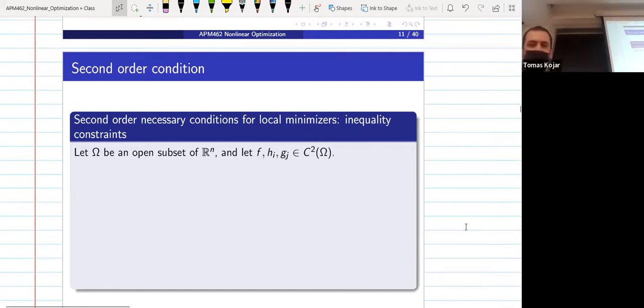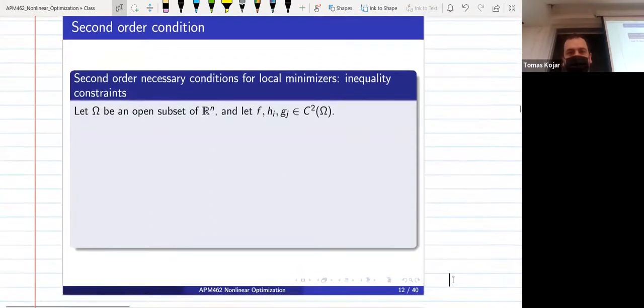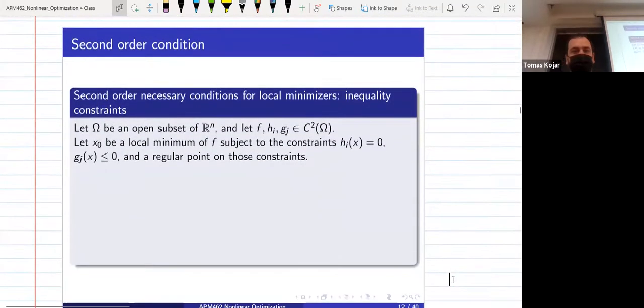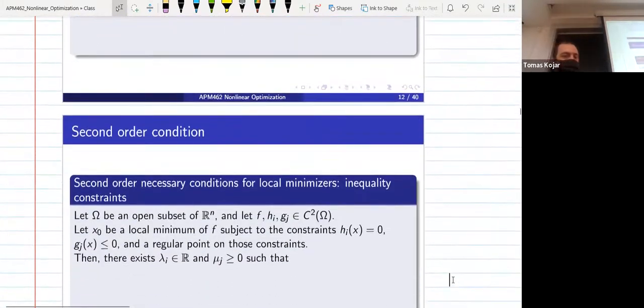Okay, let me start. All right. As promised, here's the sufficiency and necessary conditions. So we will do examples.